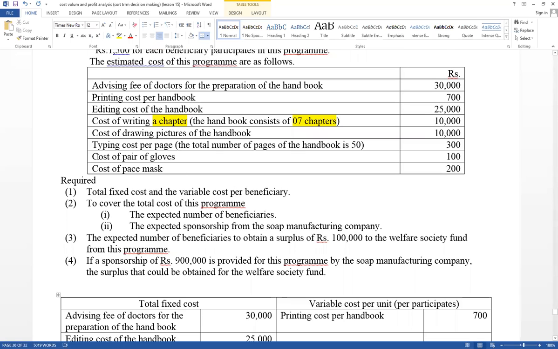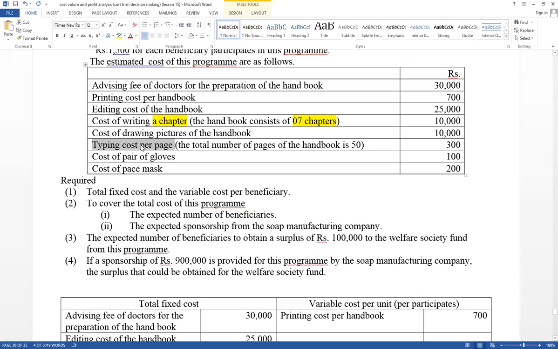The next one, cost of pair of gloves. It varies with number of teachers, number of participants. Right. First, next one, typing cost per page. Typing cost per page. It varies with number of pages. හැබැයි විකුණන්නේ pages නෙවෙයි. අපිට සල්ලි හැමනේ participants ලගෙන්. Therefore, this one also does not vary with number of participants. Therefore, this is also a fixed cost. But total value should be calculated.